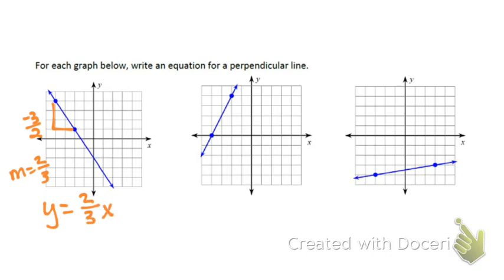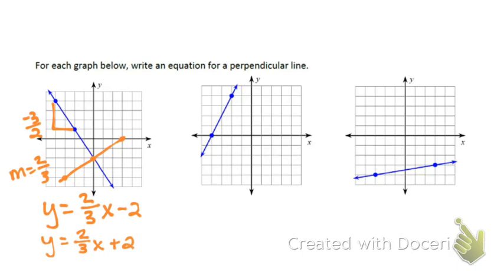And again, as long as we have the opposite reciprocal slope, I can choose any y-intercept and it would be perpendicular. I can even choose the same y-intercept. So for instance, if I graph this one, it would just go through the same y-intercept, but is still perpendicular. Okay, or I can choose a new one. So y equals 2/3 x plus 2.